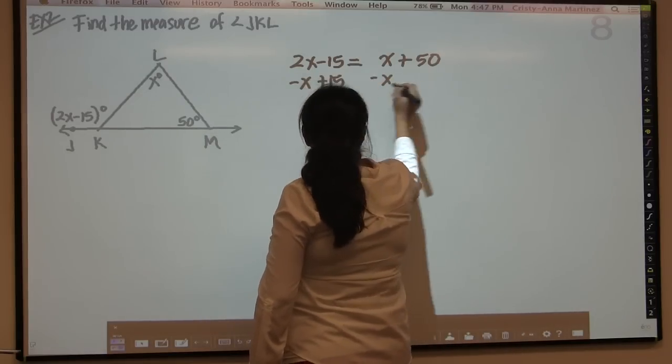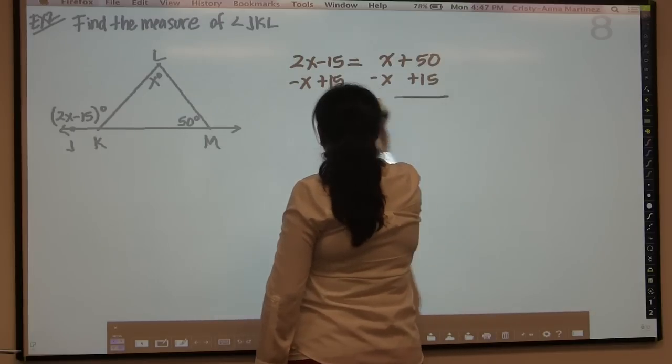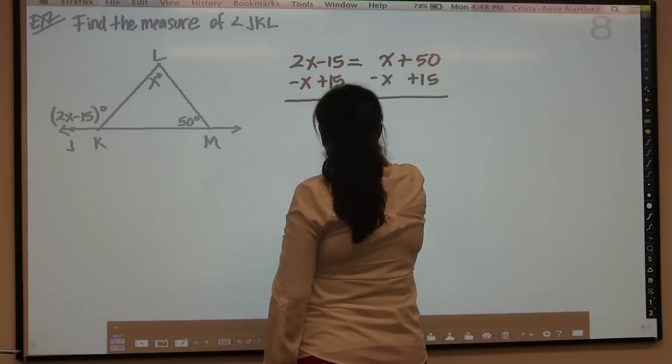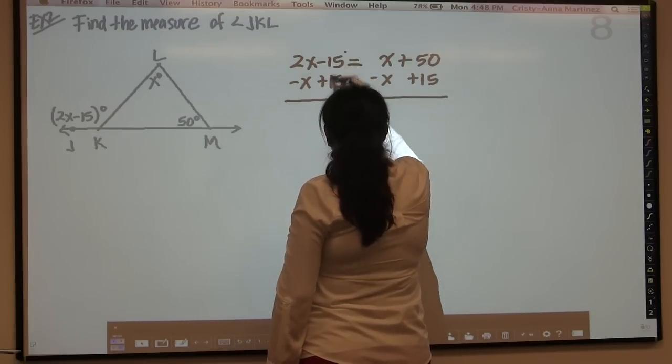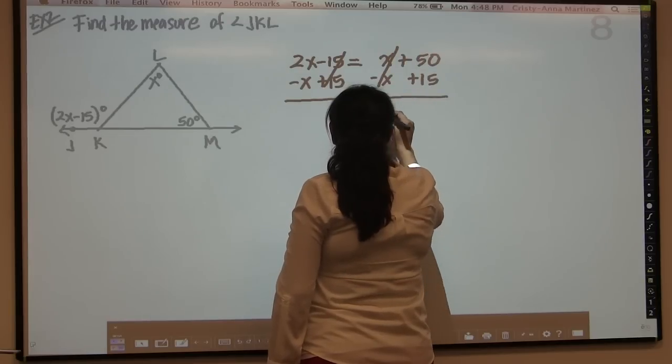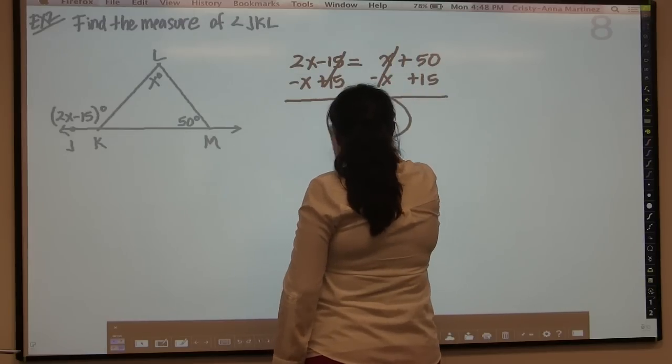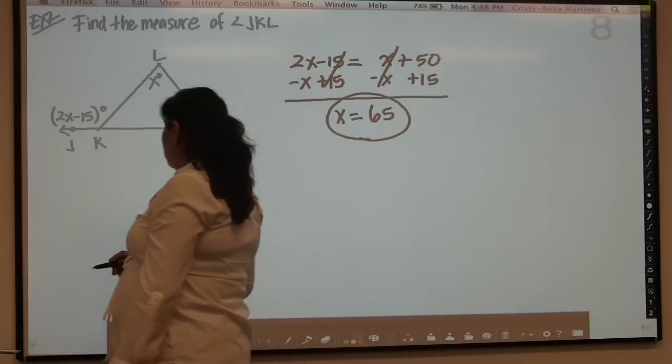We'll subtract x from both sides, add 15 to both sides. 2x minus 1x leaves us with 1x. And then those cancel, and 50 plus 15 is 65. And just like that, x equals 65.